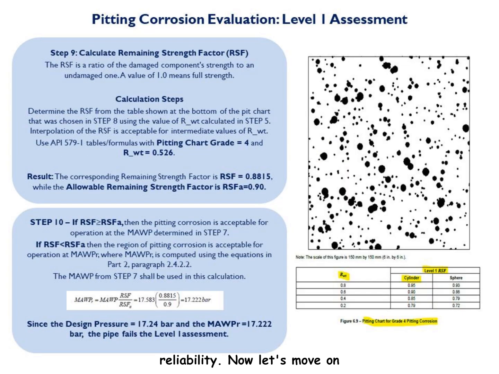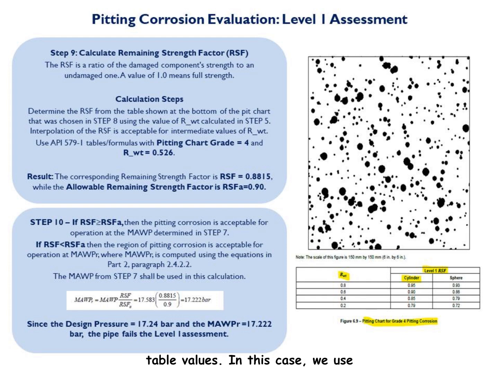Now let's move on to Step 9, calculating the remaining strength factor, or RSF. The RSF essentially tells us how strong a damaged component still is compared to an undamaged one. If the RSF is 1, that means the component retains its full strength. To determine the RSF, we look at the table shown at the bottom of the pit chart from Step 8, which was based on the value of RWT calculated in Step 5. Interpolation is acceptable if your RWT falls between the table values.